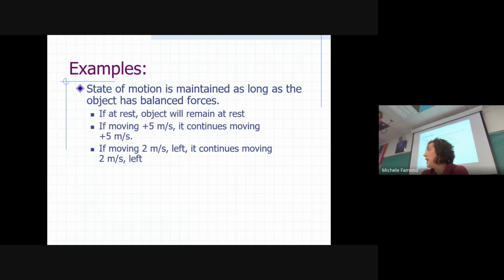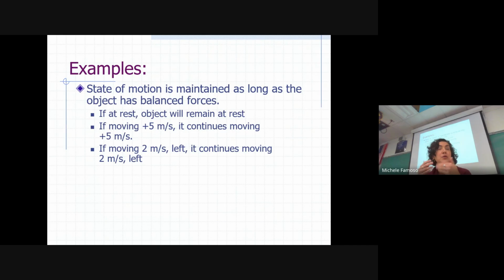If you're moving at 5 meters per second in the positive direction and the forces on you are balanced, you're going to keep moving at 5 meters per second in the positive direction. That's not going to change. You're not going to accelerate. Likewise, if you're traveling to the left at 2 meters per second and the forces on you are balanced, you'll keep going at 2 meters per second to the left.